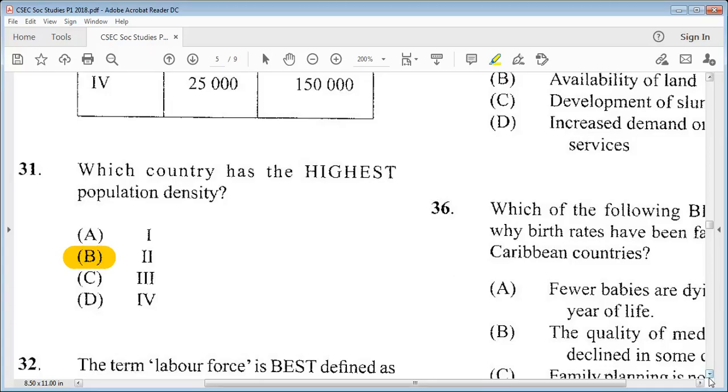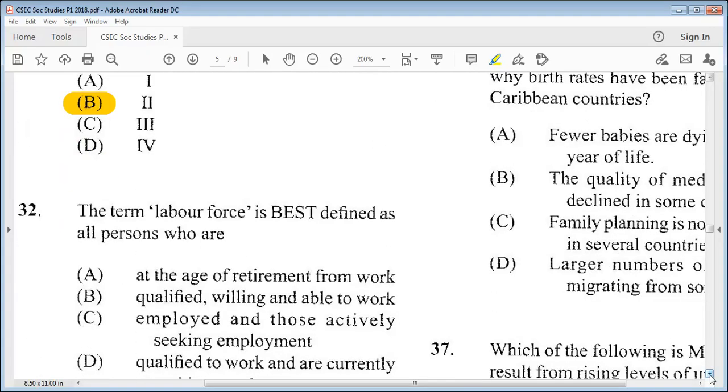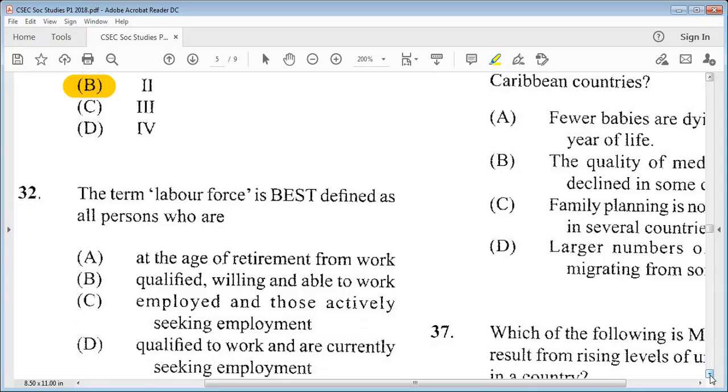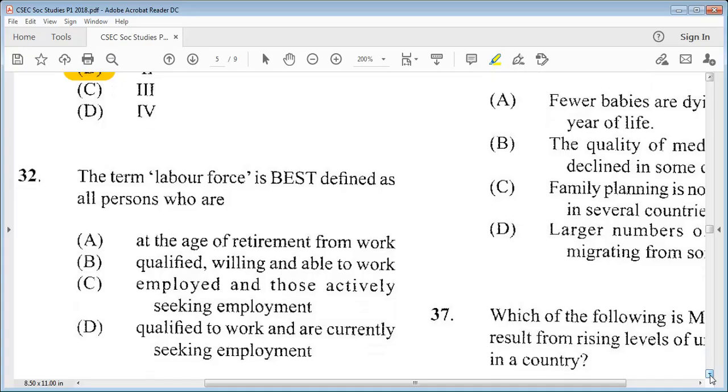Let's go on to question number 32. It says, the term labor force is best defined as all persons who are A, at the age of retirement from work, B, qualified, willing, and able to work, C, employed and those actively seeking employment, or D, qualified to work and are currently seeking employment. So we know labor force really is you're qualified to work and you're currently seeking employment. So our answer would be D.